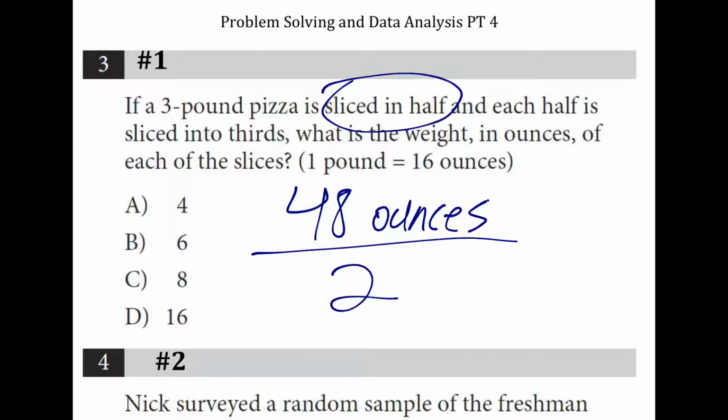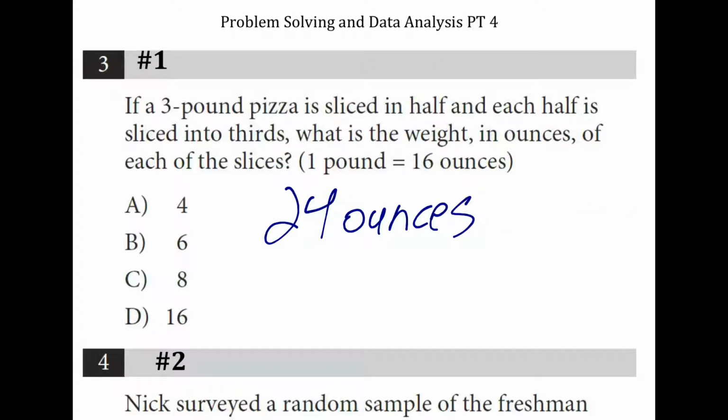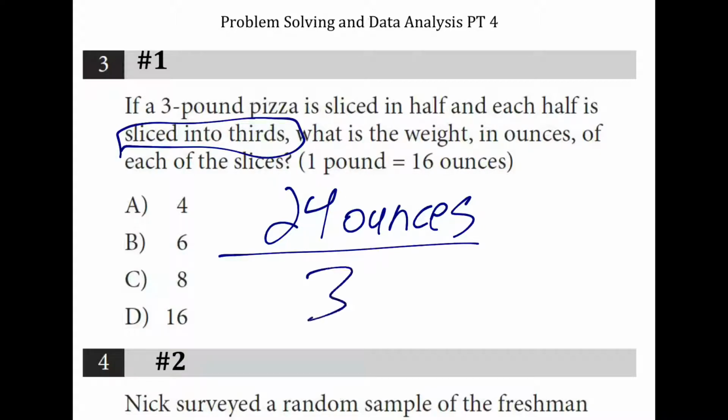The next step is to slice the pizza in half. So we take our 48 ounces divided by 2, and we are left with 24 per half. So we have 24-ounce halves, and these are sliced into thirds. So we divide this by 3, and our final answer is 8. C.